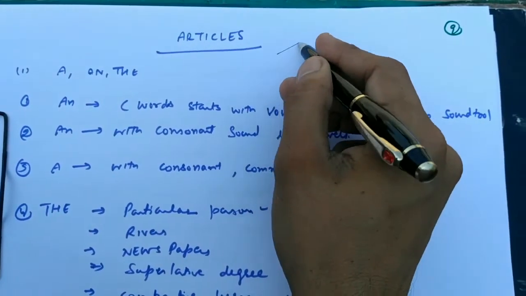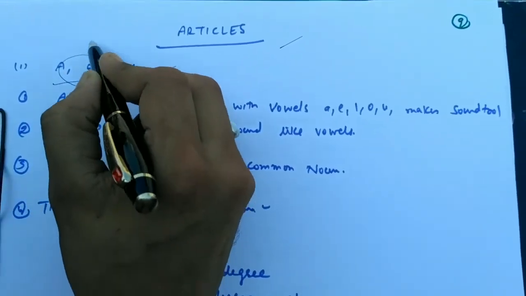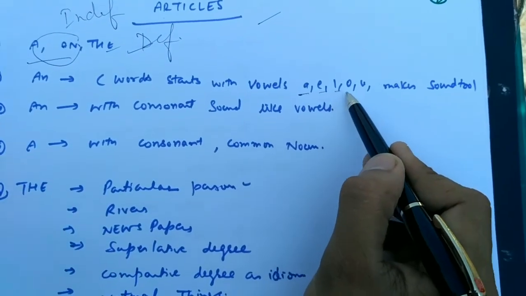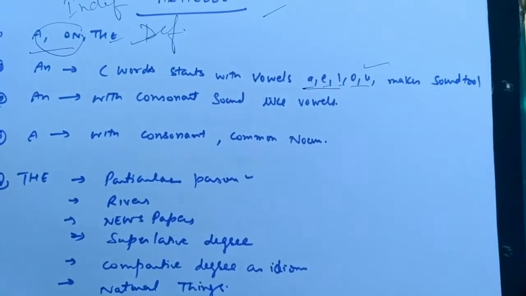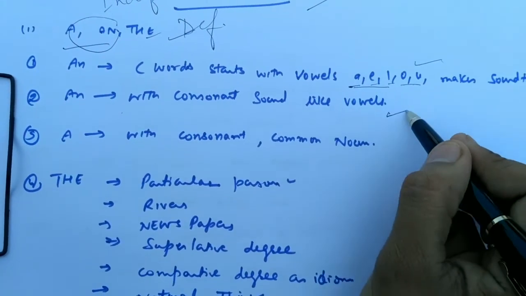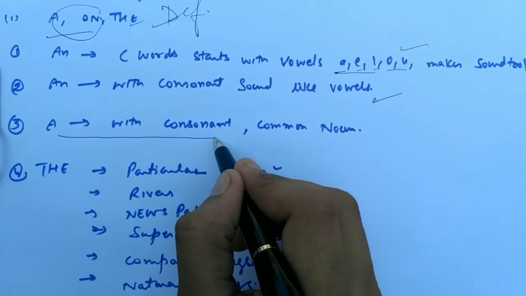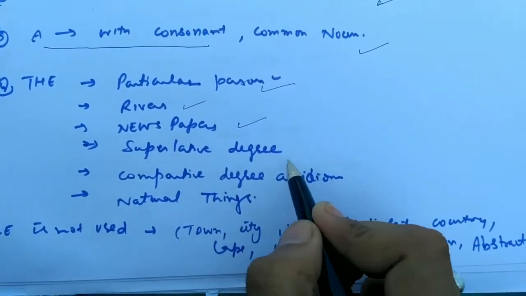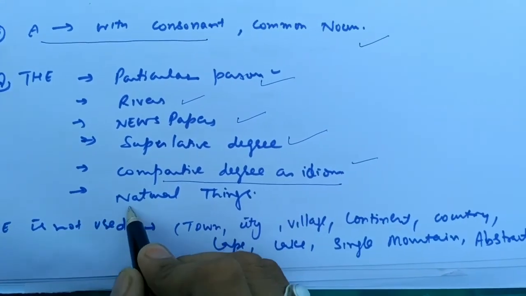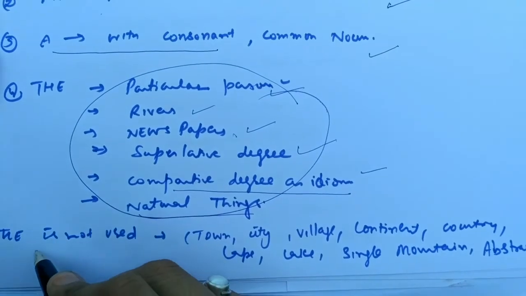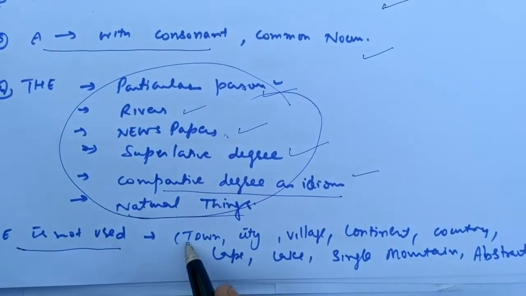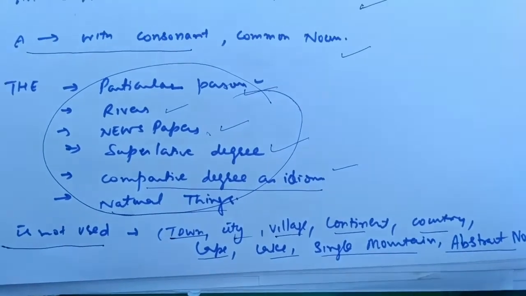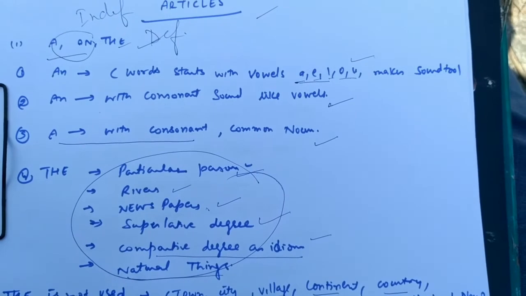The last determiner is the article. There are two types of article, an and the. An is indefinite and the is definite. An is used with words starting with a vowel, a-e-i-o-u, and sounding like a vowel. For any consonant that sounds like a vowel, we use an. If it does not sound like a vowel, we use a. We use the with a particular person, river, newspaper, superlative degree, comparative degree, idiom, natural things. We don't use the in such cases as name of town, city, village, continent, country, cape, lake, single mountain, abstract noun. These are certain rules for solving the articles.